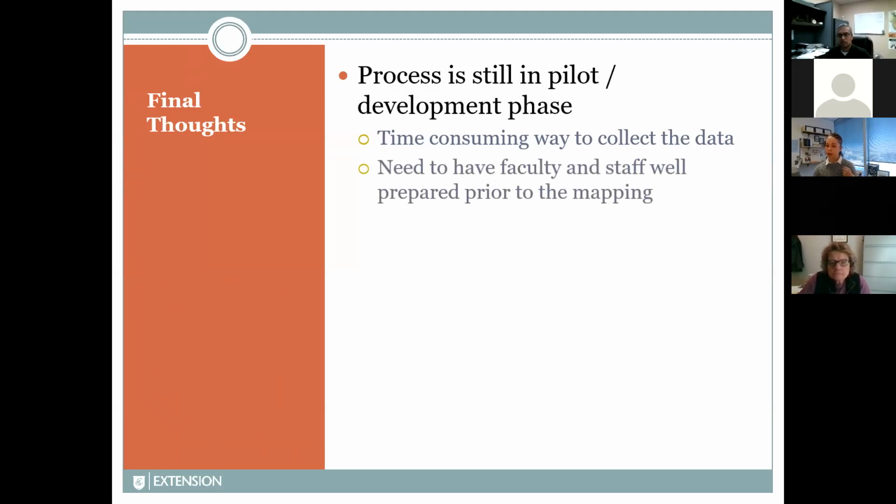We've also found that if you're going to use this type of process, you need to make sure that the faculty and staff within the county are very well prepared prior to mapping. And we learned that the hard way. We kind of came in cold to one of the counties, and it took much longer to collect the relevant information we needed than had we come in with all of that pre-mapping information that I had shared that we're starting to collect.